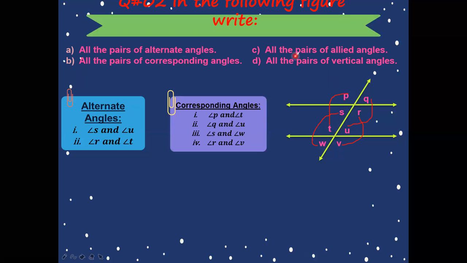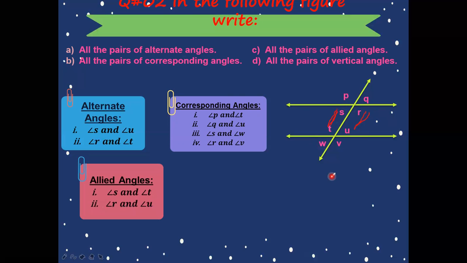Now in the third part we have to write all the pairs of allied angles. Now, what will be allied angles? According to the conditions, the first condition is that both should be interior. So how many interior angles are here? Four: S, T, R and U. And now you have to decide which pairs will be the allied angles. The second condition for allied angles is that both should lie on the same side of the transversal. So you will say that angle S and angle T are allied, and similarly R and U are also allied angles.